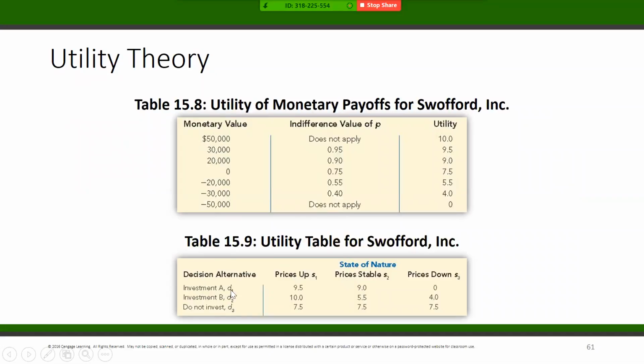For investment A, which is D1, if the price is going up, that's a 9.5. If we invest in B for D2, price going up is a 10. And do not invest is only about a 7.5. There's no monetary value there; it's 0.75 basically straight across, which is why the bottom is 7.5 straight across. If prices are stable, it's 9, 5.5, and if the prices go down, it's 0 and 4.0, and again, the 7.5 is for do not invest.